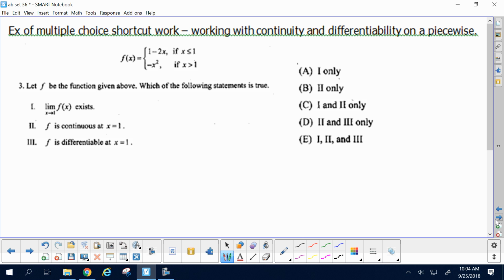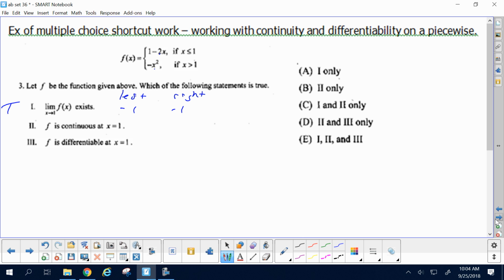So, if the limit exists, then the limit from the left and the limit from the right must be equal. What's the left equal? At 1. Negative 1. The right, what does it equal? At 1. Negative 1. So does the limit exist? Yeah. So that's true. Okay?